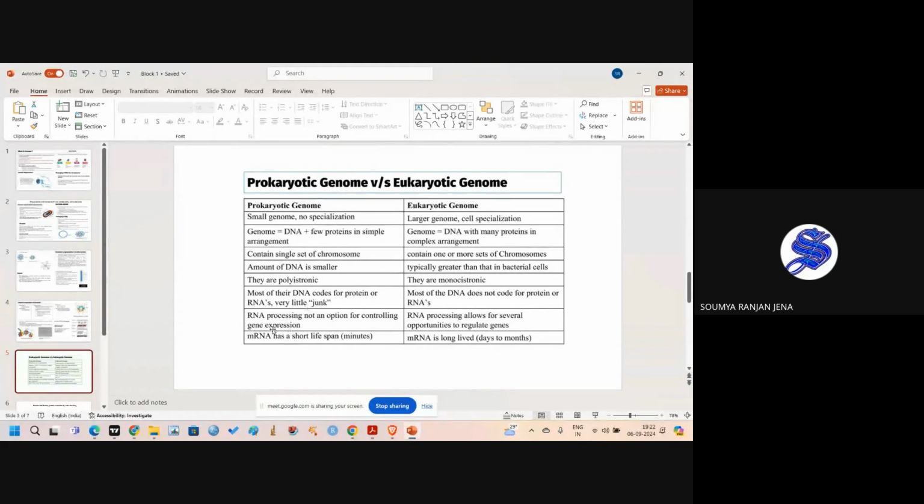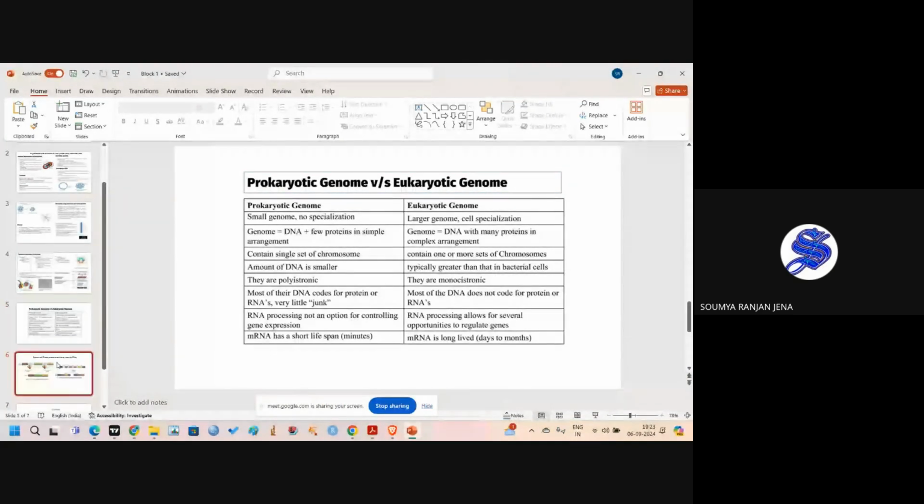In prokaryotes, RNA processing is not an option for controlling gene expression, but in eukaryotes RNA processing allows several opportunities to regulate the genes. In prokaryotes, mRNA has a short lifespan because there is no capping or tailing. But in eukaryotes, the mRNA has capping and tailing.